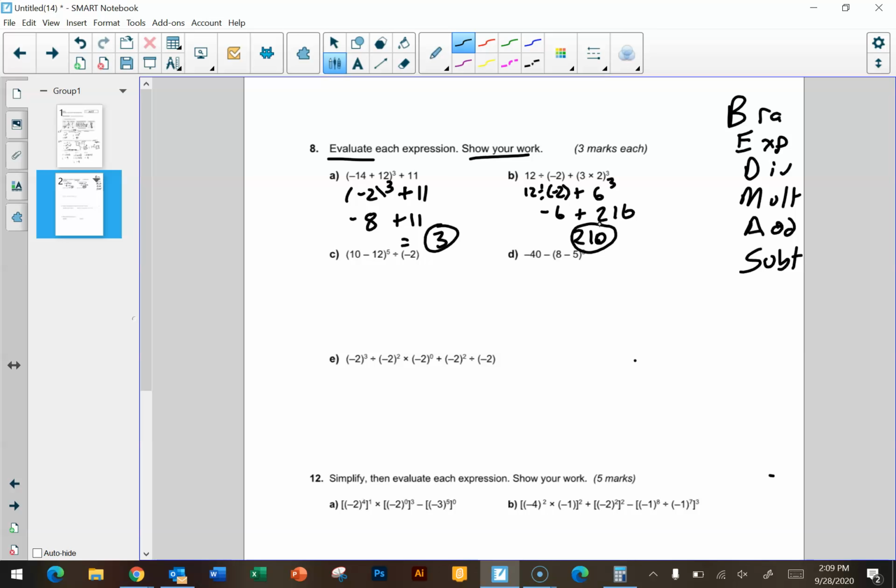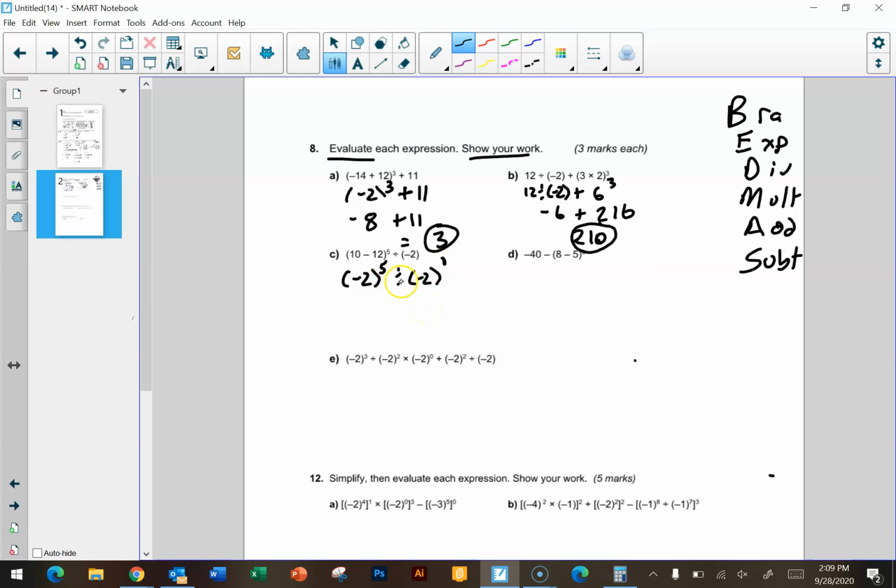Okey-doke. C. Same thing. BEDMAS. Brackets, 10 minus 12. Well, that's -2 again, to the power of 5, divided by -2. Now, this one, we can simplify really easily because the base is -2 and the base is -2. If you don't see an exponent up here, well, -2 to the power of 1 is the exact same thing as -2. So you really do have an exponent, you just usually don't show it.